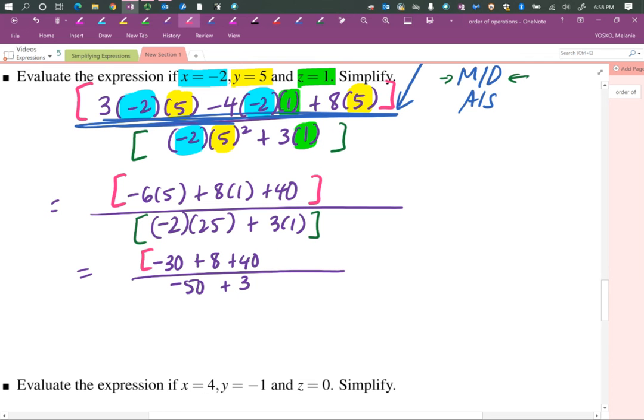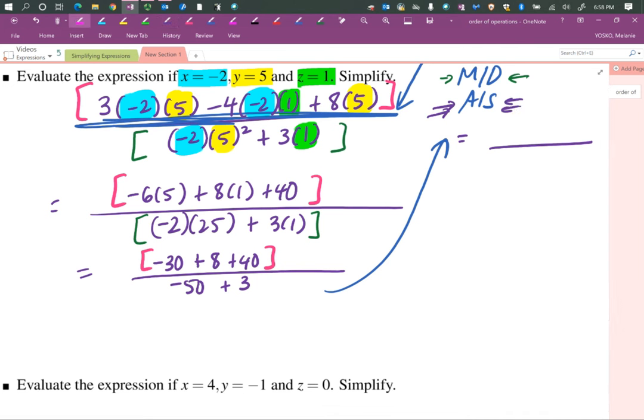Okay, now we're still going to consider the numerator. So if we consider the numerator, we're going to have -30 plus 8 plus 40. So now we're at this step, addition, subtraction, whichever comes first from left to right. So -30 plus 8. That's going to be 30 minus 8, but we're going to use a negative sign. So 30 minus 8 is 22. We're going to do a -22 plus 40. And then consider the denominator. -50 plus 3, so that's 50 minus 3, which is 47, but we use a negative sign.